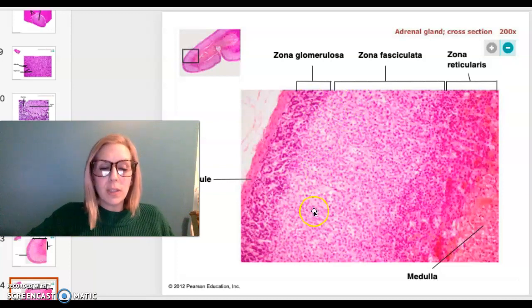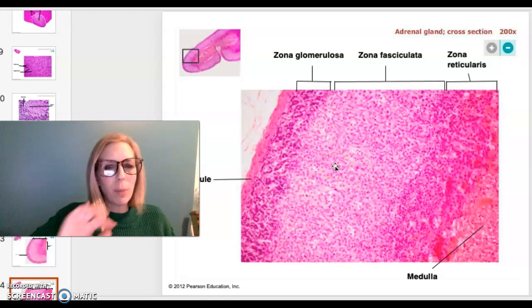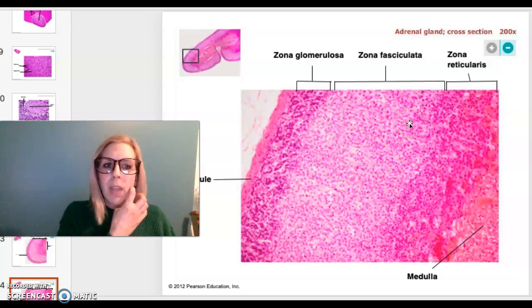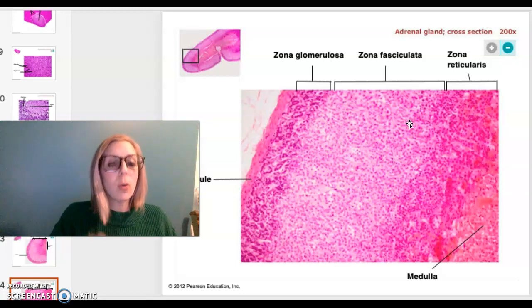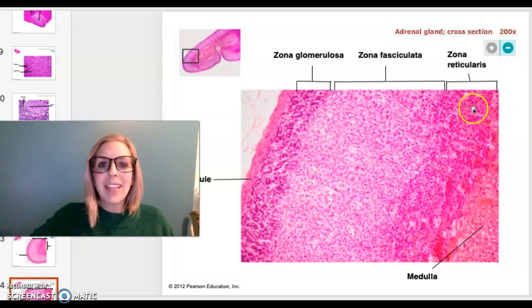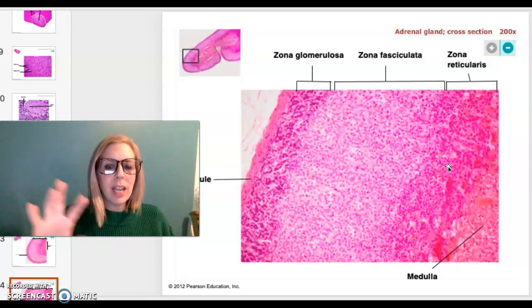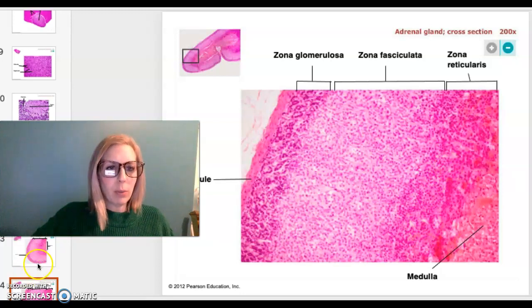The zona fasciculata, this middle layer deep, okay, we're going in towards the medulla here. The zona fasciculata is going to be more of a parallel arrangement, and I'm going to show you the next slide. They're a little bit easier to see, but you can see the sort of parallel arrangement here. And that's where your glucocorticoids are going to be produced. And the inner zona reticularis has a little bit more of a branching pattern to it. That's where the sex hormones are being produced.